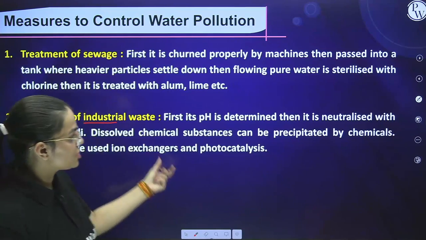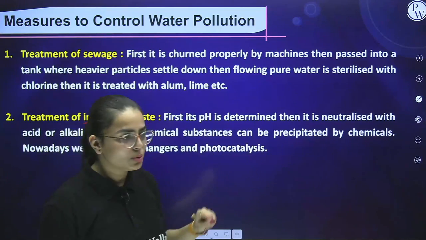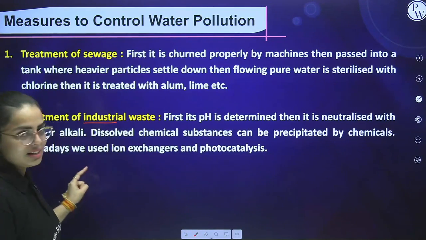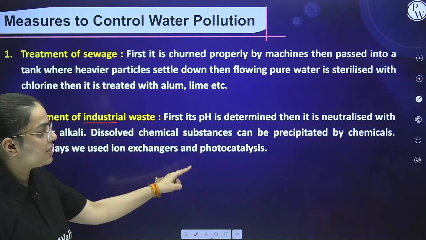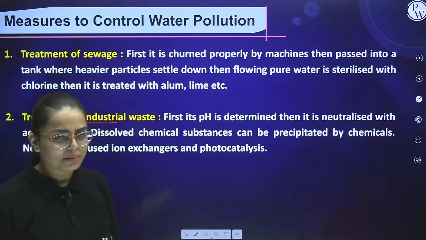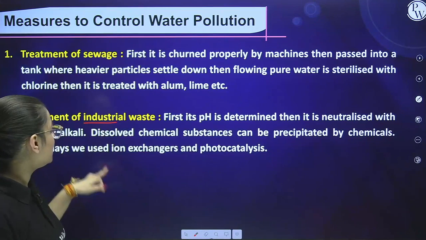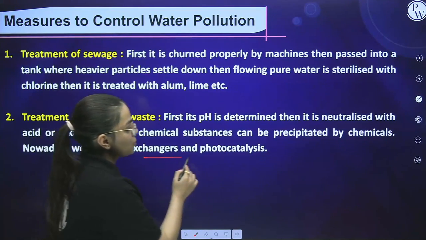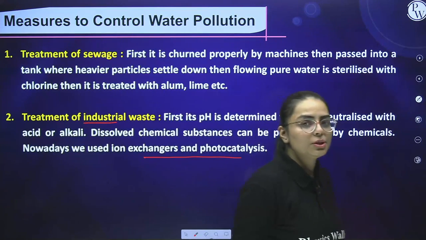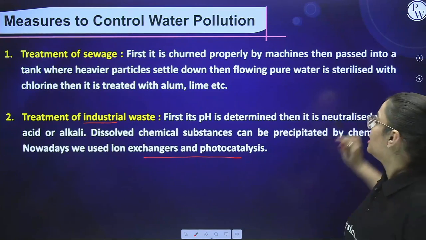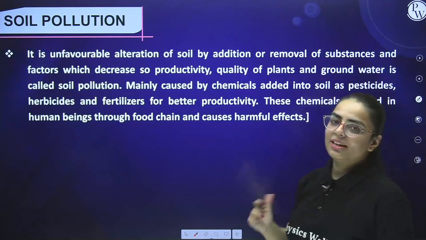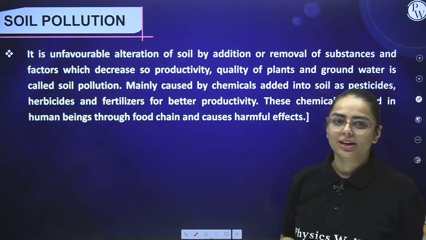Next, the treatment of industrial waste. First, its pH is determined, then it is neutralized with acid or alkali. Dissolved chemical substances can be precipitated by the chemicals. Nowadays, we use ion exchangers and photocatalysis for the treatment of industrial waste. Clear? Okay. Now comes the next kind of pollution. Water pollution was quite easy, I would say.